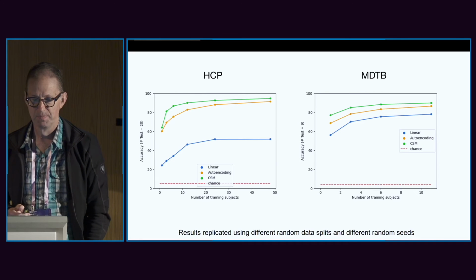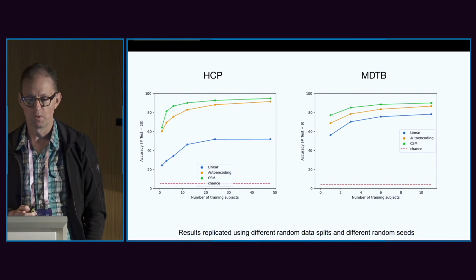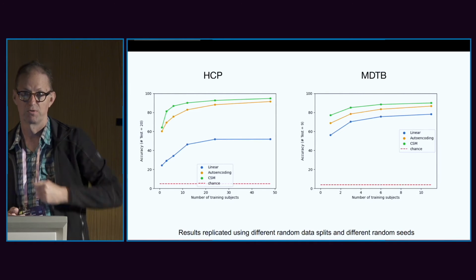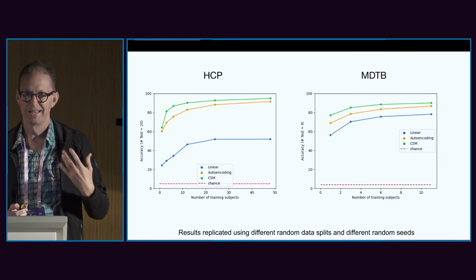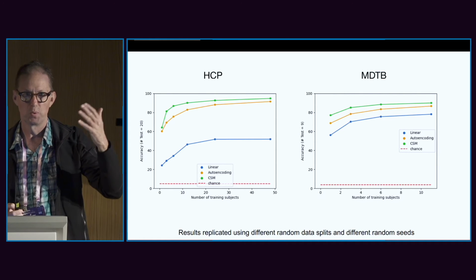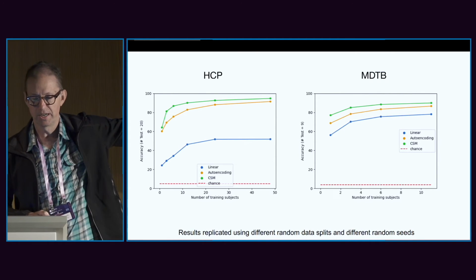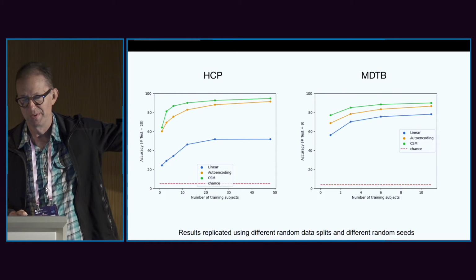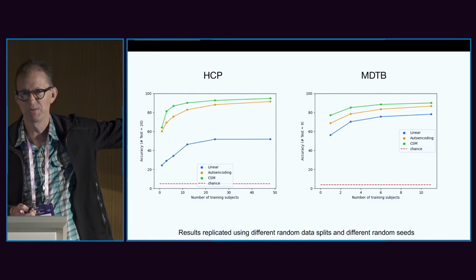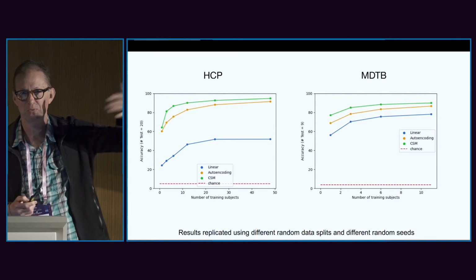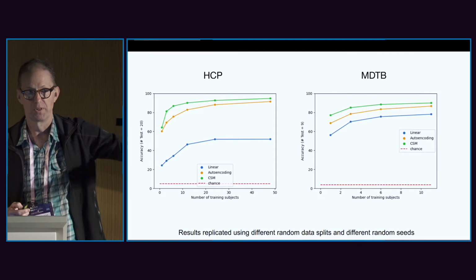So here are the data. What we did was we varied the number of training subjects, because the idea is, can we actually improve performance with a very small amount of training data? And you can see for the linear baseline, I think there's enough data per person that even with one subject, you can do reasonably well at predicting from other subjects.